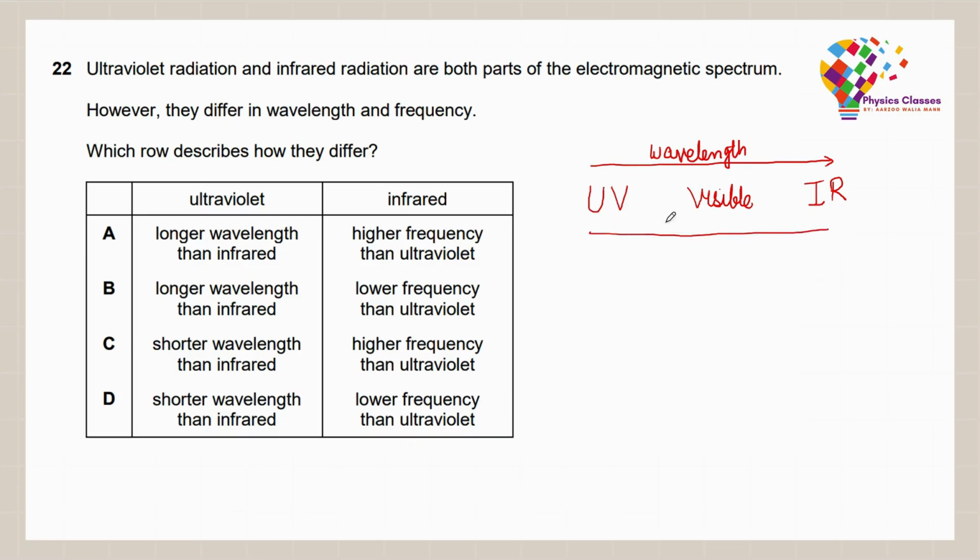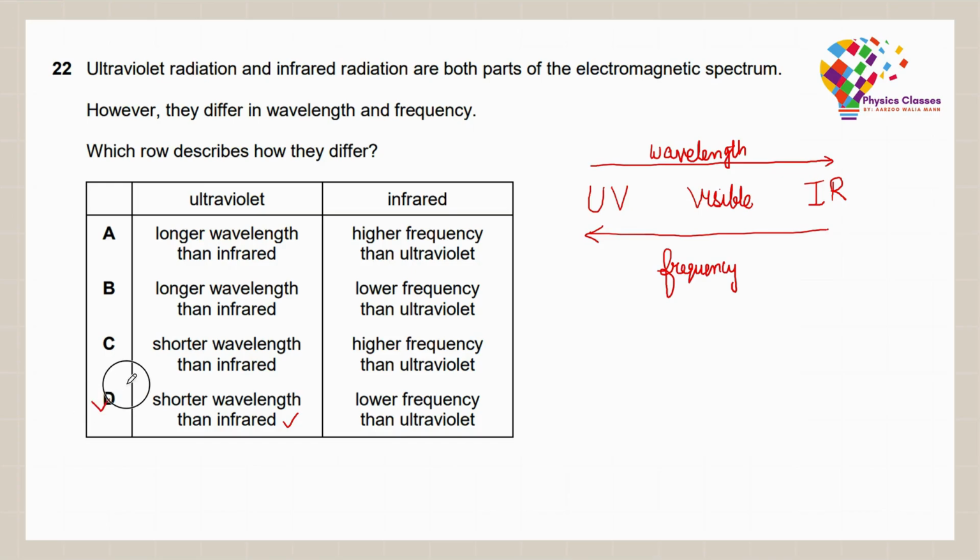So now we can see which option matches as per our description. So over here it says ultraviolet has longer wavelength than IR, which is wrong. IR has the longer wavelength. So ultraviolet has shorter wavelength than IR. This would be correct. Infrared has a lower frequency than UV, which is correct. So infrared has lower frequency than ultraviolet. Therefore option D would be the correct answer.